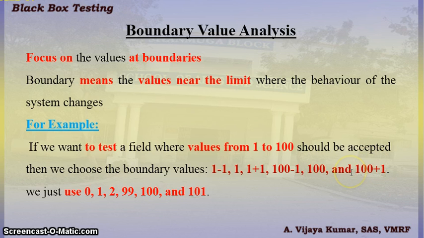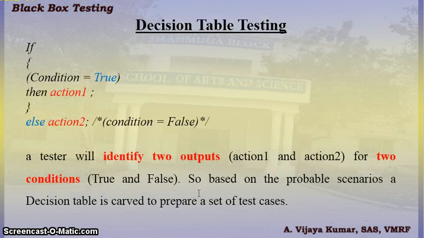So instead of testing 1 to 100 test cases, we can just check 0, 1, 2 for the lower limit, and for the upper limit 99, 100 and 101. So instead of checking 100 test cases, we are checking only 6 test cases. That is the advantage of boundary value analysis.